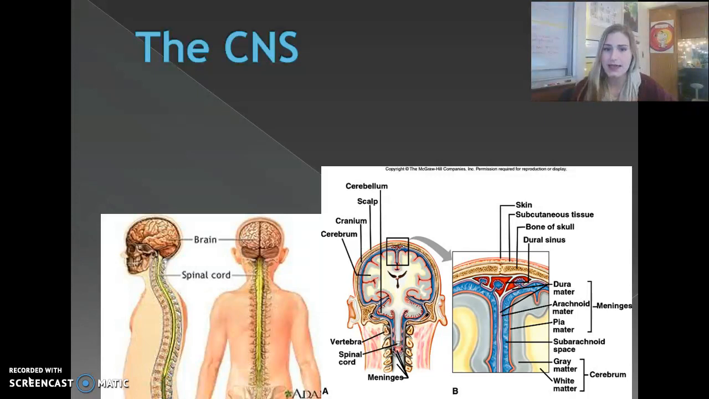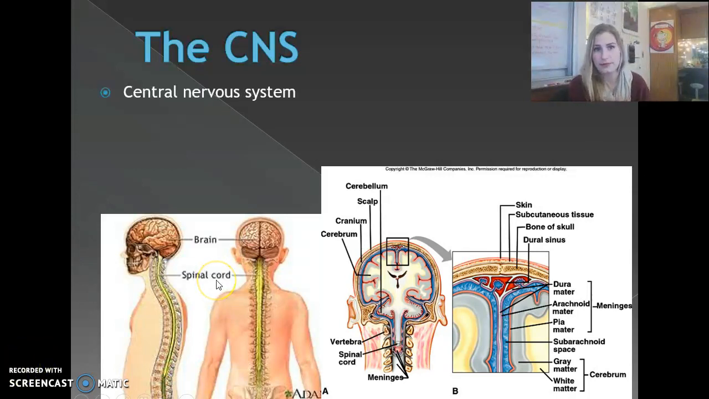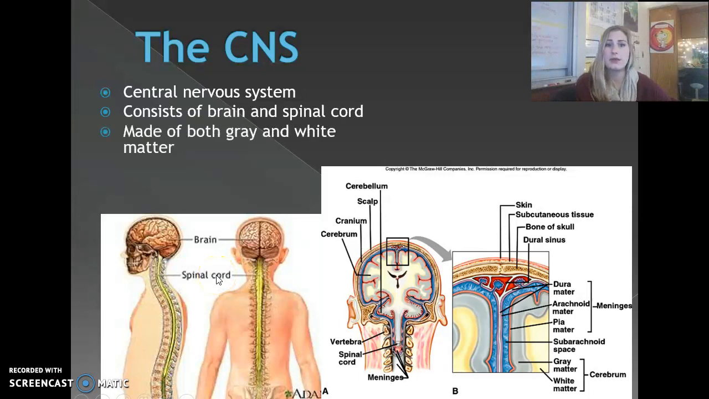So CNS, the central nervous system. This is very similar to the axial skeleton. We saw axial versus appendicular. This is the central nervous system, and next week we will talk about the peripheral nervous system. Our central nervous system includes both the brain and the spinal cord. Now, the brain and the spinal cord both have gray and white matter.